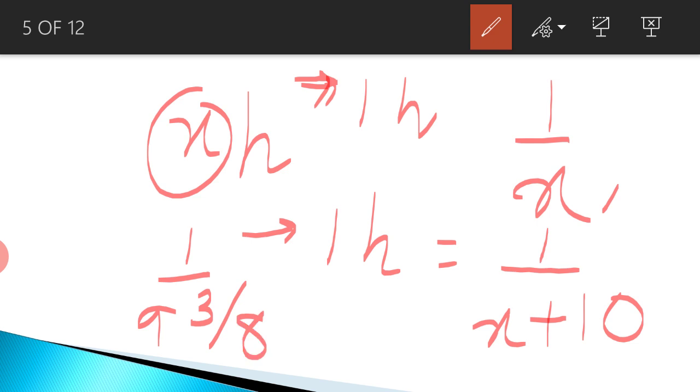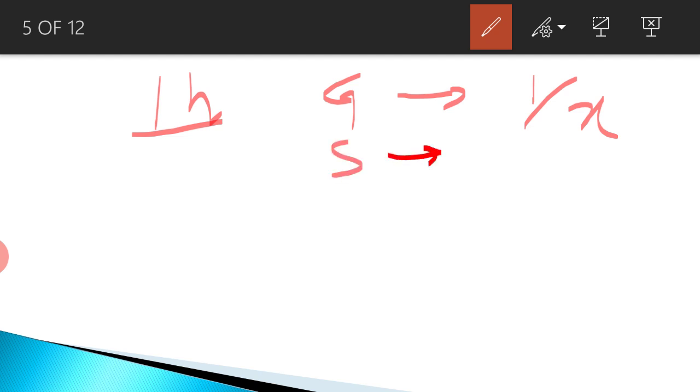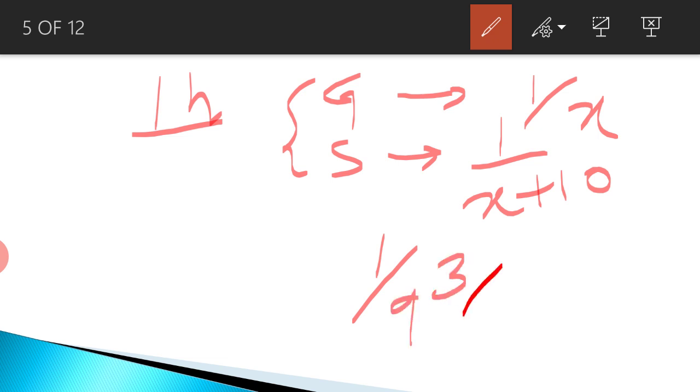Are you getting this particular calculation? I'll once again explain the same thing. See, in 1 hour, I'll erase it all. In 1 hour, we are talking about 1 hour. In 1 hour, G is representing the greater tap. It is filling how much tank? So it is 1 by x. The smaller tap, how much is it? It is 1 upon x plus 10. And together if they run, how much tank are they filling? So it is 1 upon 9 integer 3 by 8, because that much time is required to fill the tank.